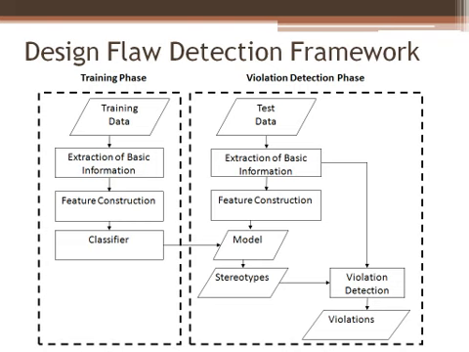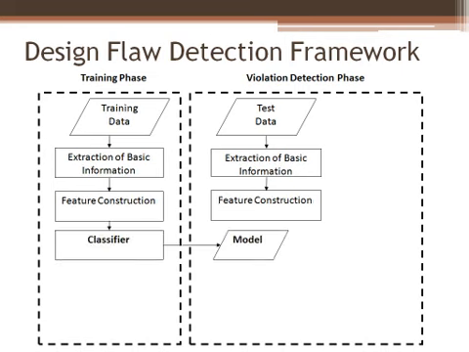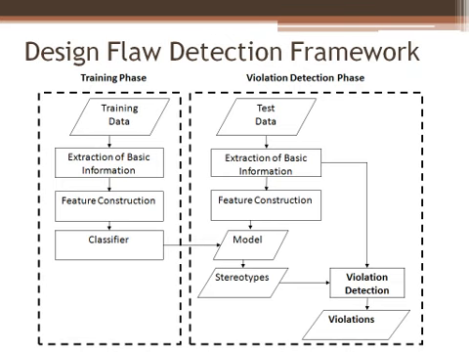There are 5 different processes in the framework. First is the extraction of basic information and then feature construction. These processes are used both in the training and violation detection phases. During the training phase, we use a machine learning technique, namely support vector machine, to construct a statistical model. In the violation detection phase, this model is used to assign likely stereotype labels to classes in the test program. The stereotypes are then checked against the robustness or well-formedness design rules so that violations that signify likely design defects can be detected.